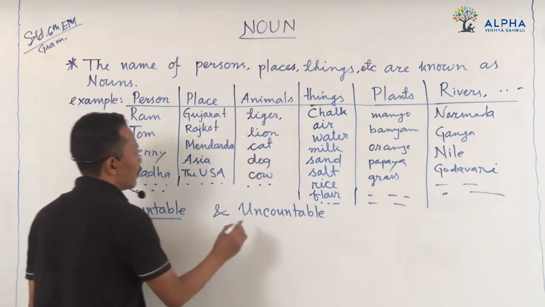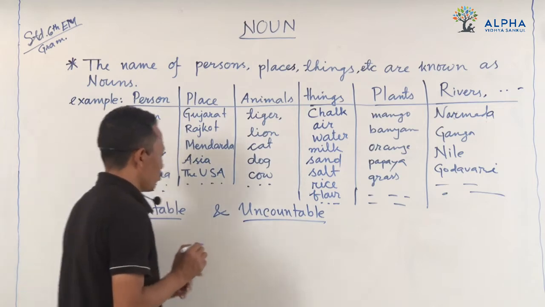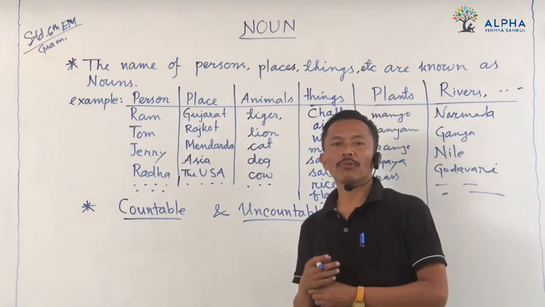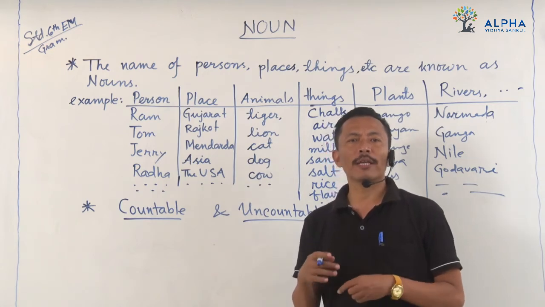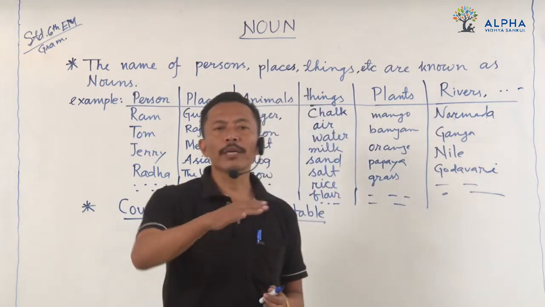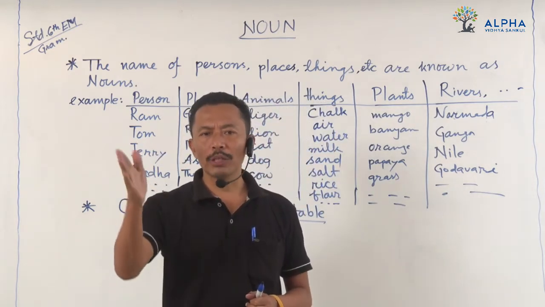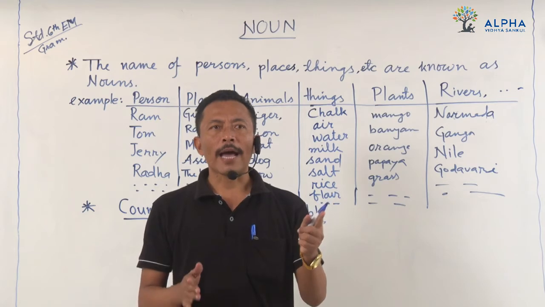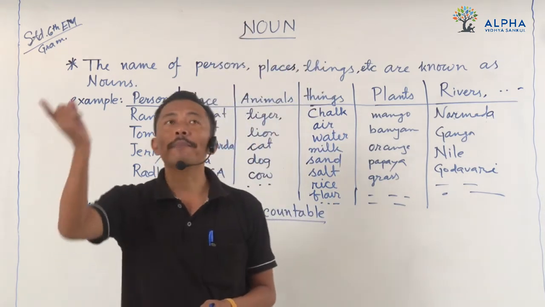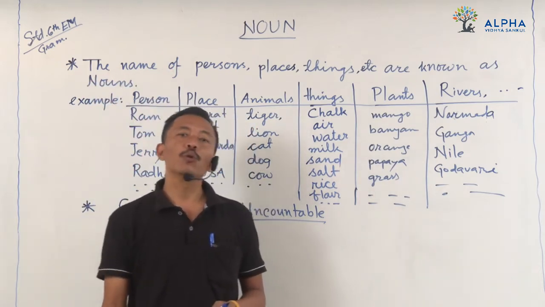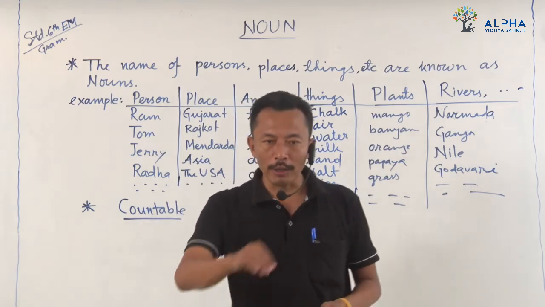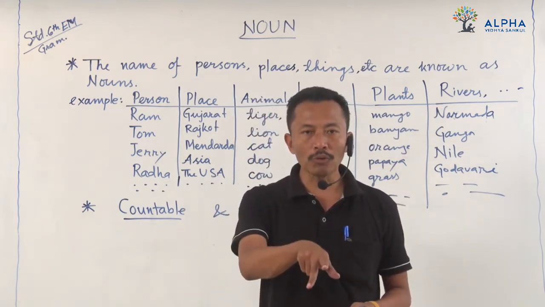Let me tell you something about countable nouns. Countable are the things we can count. Naturally we can count. Suppose I can count the number of students in my class, how many boys and how many girls. I can count the number of rooms, 1, 2, 3, 4, 5, like that. I can count the number of fans in the classroom. You can also count students. You can count how many books are in your school bag.